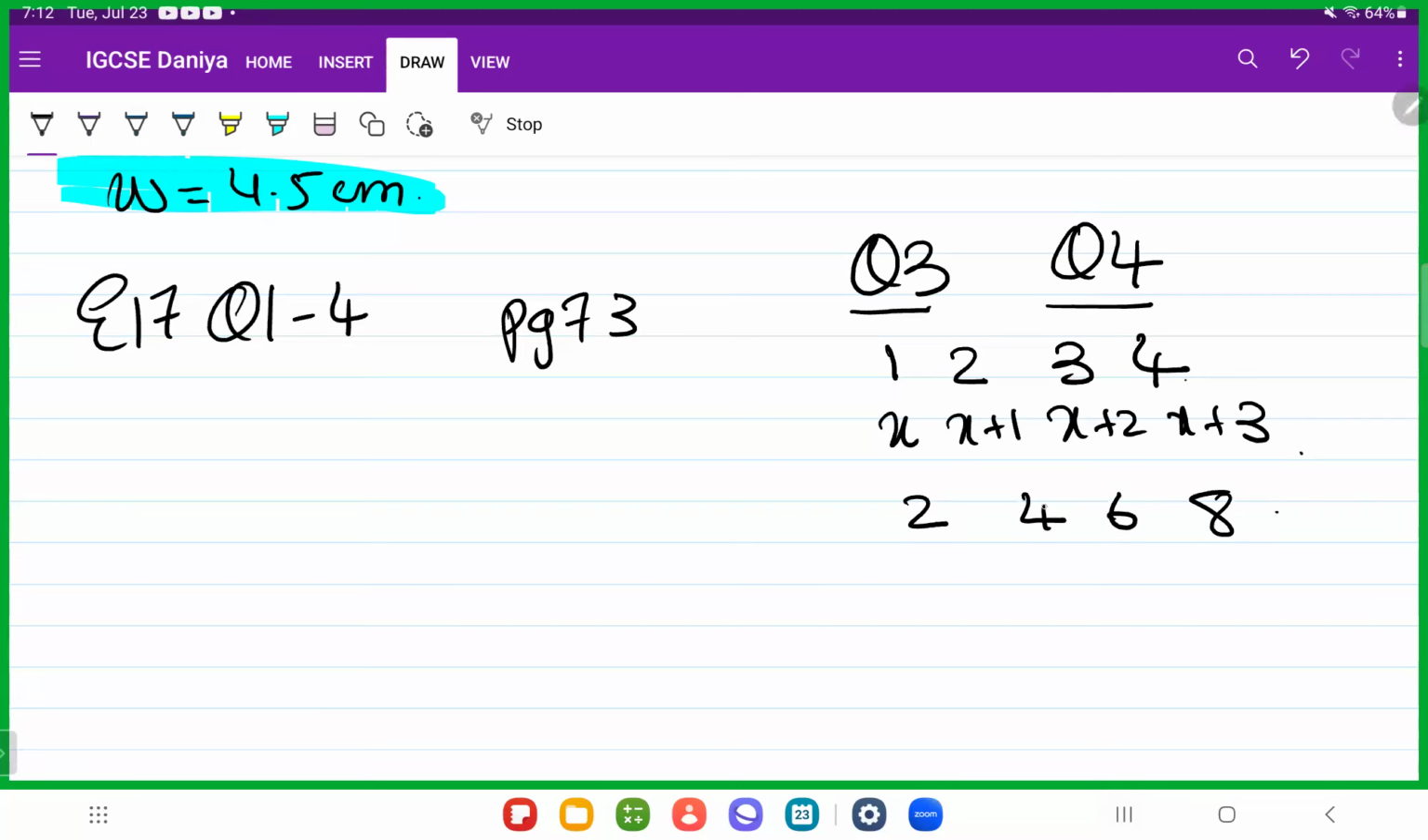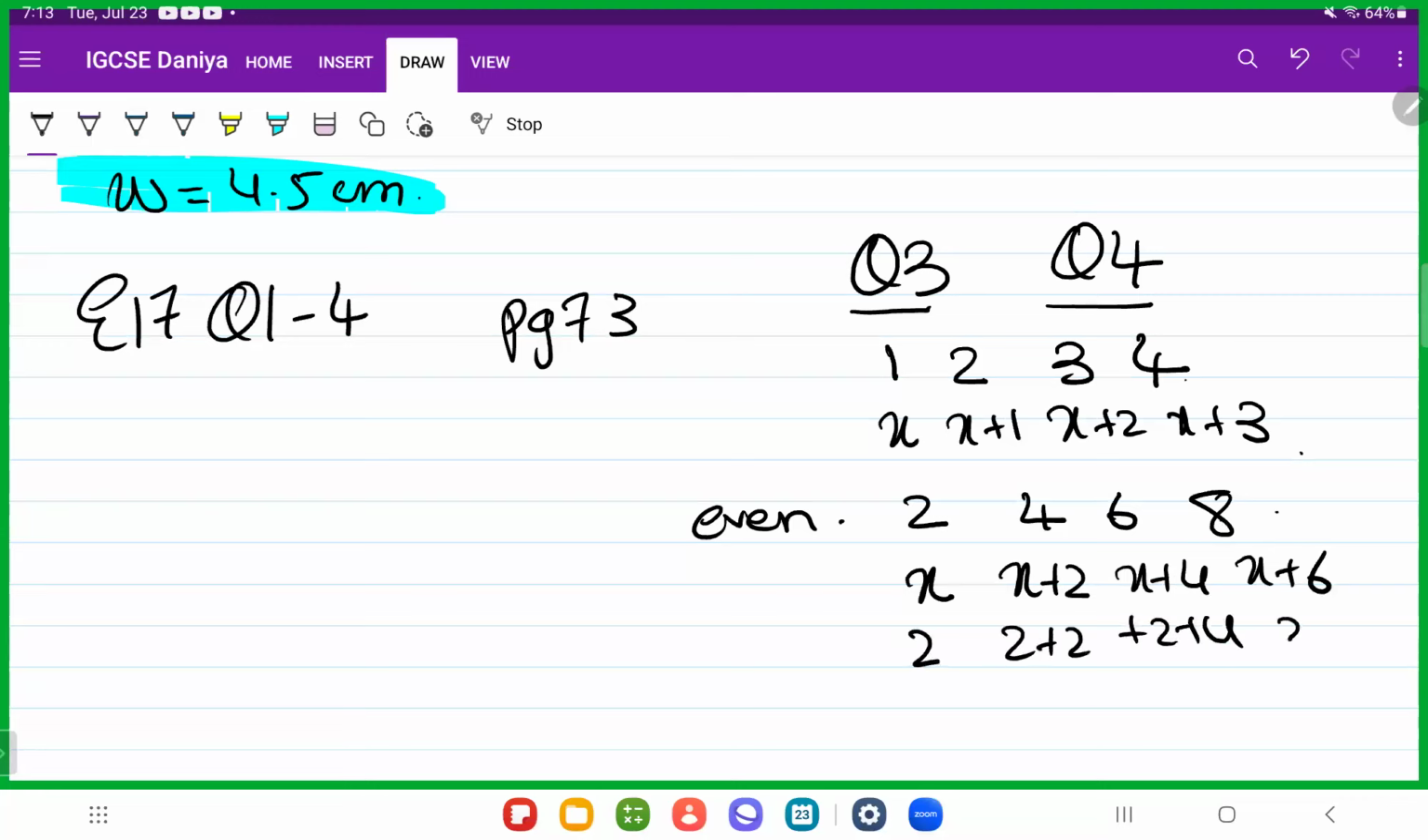So what does even number mean? If I talk about consecutive even numbers, the smallest number you have, we will take as x. The next number would be x plus 2. The number after that would be x plus 4. The number after that would be x plus 6. Can you see, if this is 2, this is 2 plus 2, this is 2 plus 4, this is 2 plus 6. Make sense?